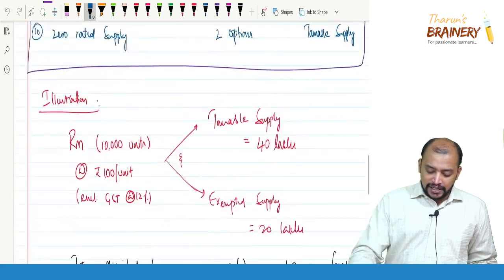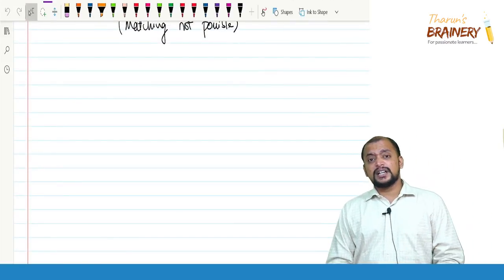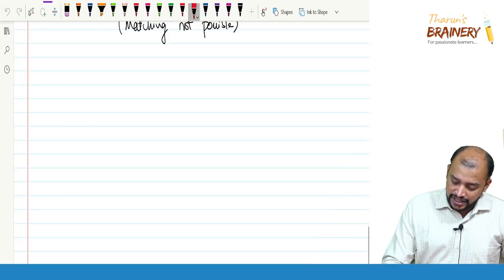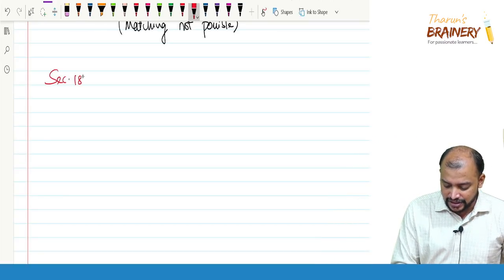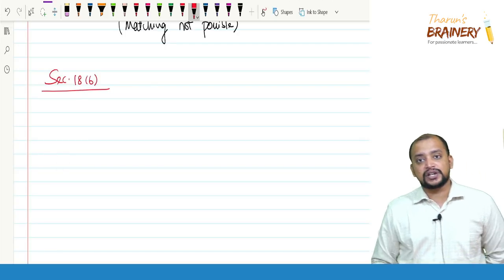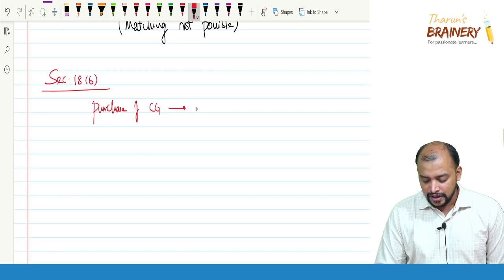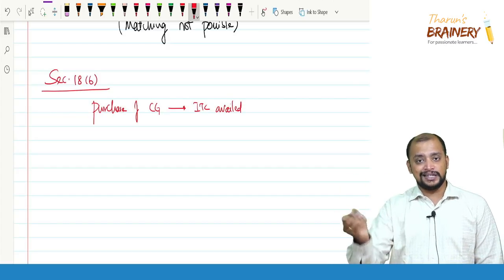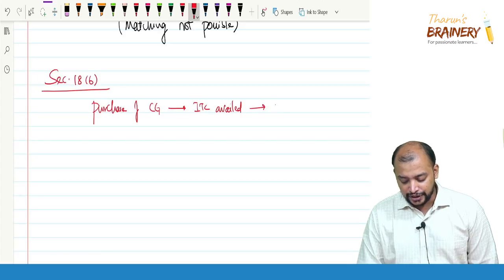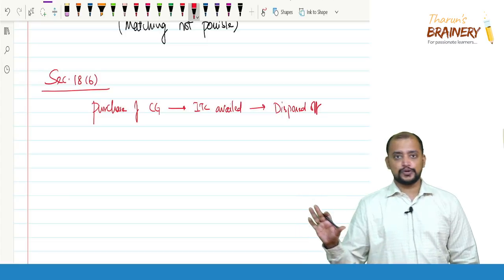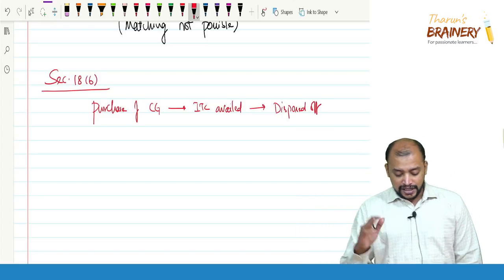18 subsection 6 is simple. Whatever capital goods you purchased, at the time of purchase you availed ITC. So what I am discussing now is Section 18 subsection 6. You purchase some capital goods on which ITC is availed. Now these capital goods are disposed of. Now what do we need to do?